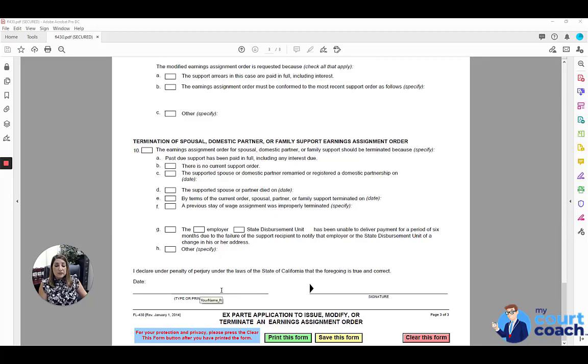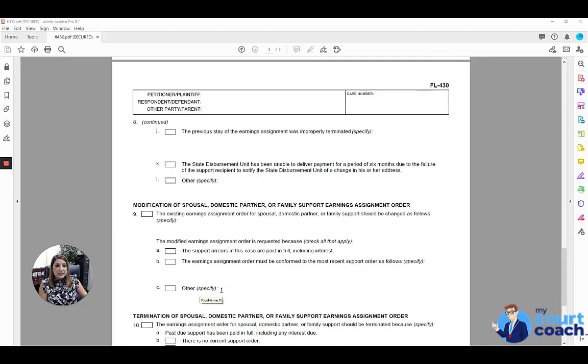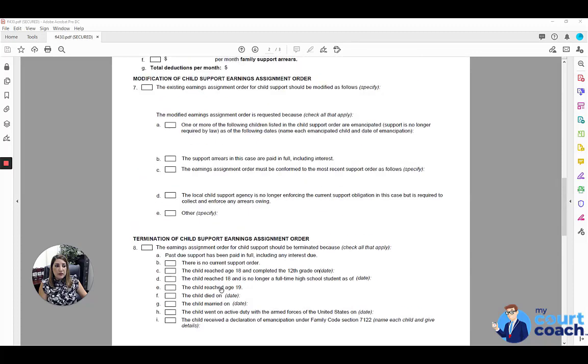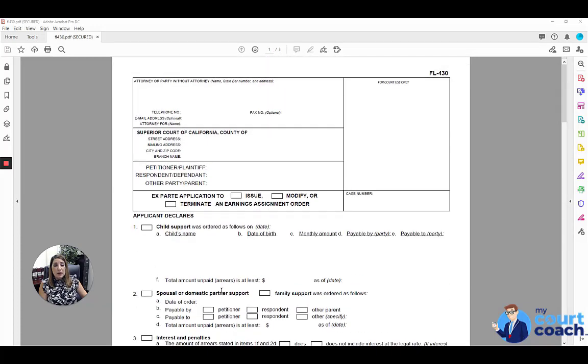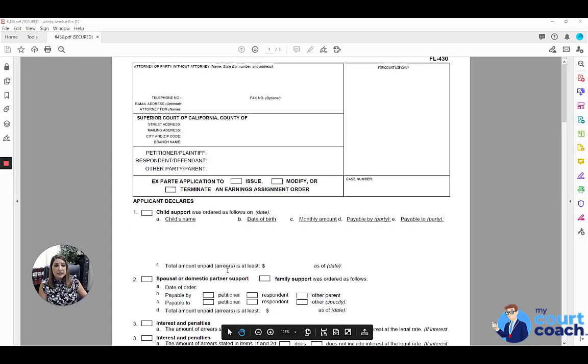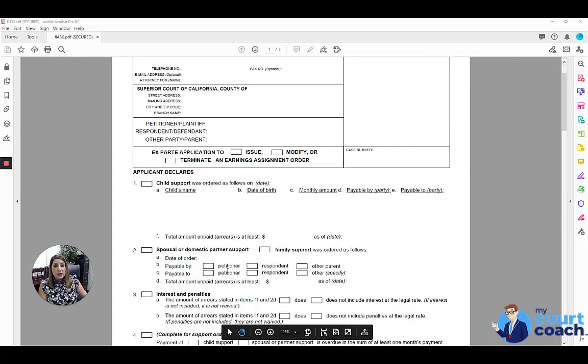At the bottom, you want to fill in your name, sign and date this form, submit it with your modified garnishment, whether that's going to be a new garnishment, a modified one or amended one, or a terminated one. But submit that concurrently with this, as well as any supporting documents that we went over to prove whatever fact it is you're claiming to the court as the reason to issue, modify, or terminate the earnings assignment order.